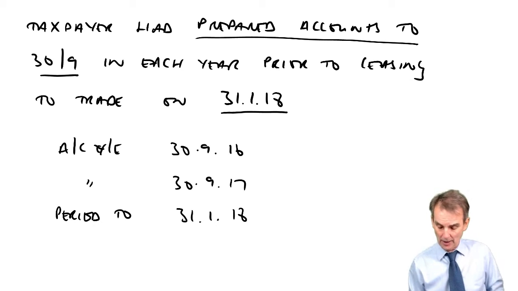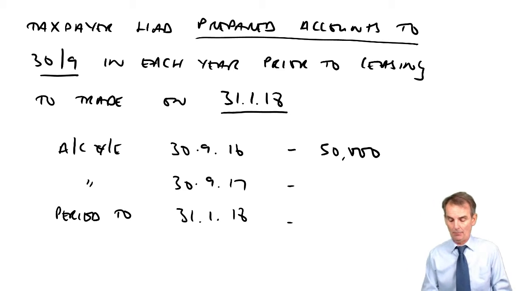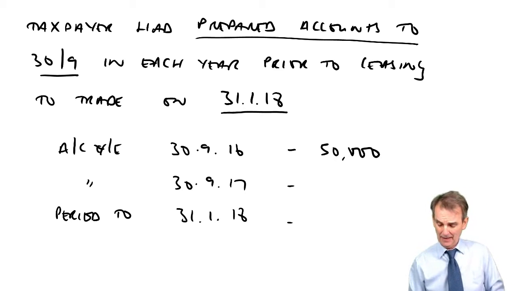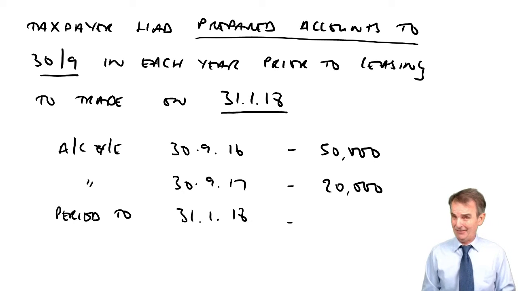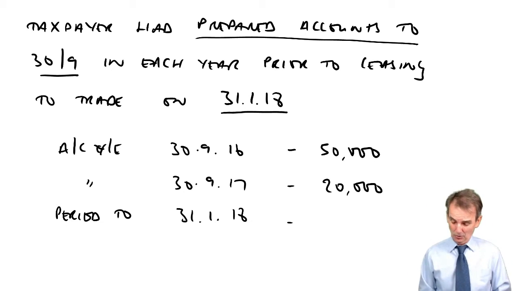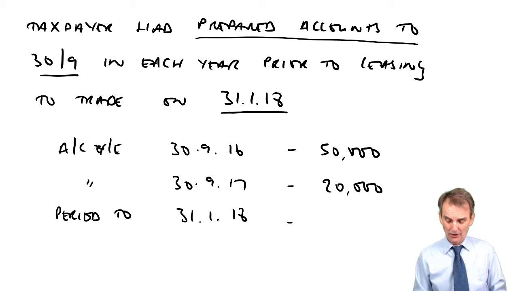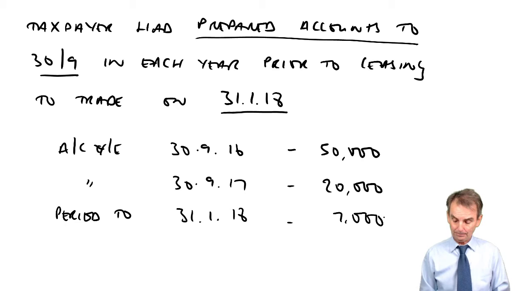What tax-adjusted trading profits did we have for these periods? I'll tell you that we had £50,000 as the tax-adjusted trading profit to September 16. That had fallen to £20,000 for the year ended September 17. We can see the writing is on the wall for this business, and for the period to the 31st of January 18 there was then a further £7,000 worth of profit.